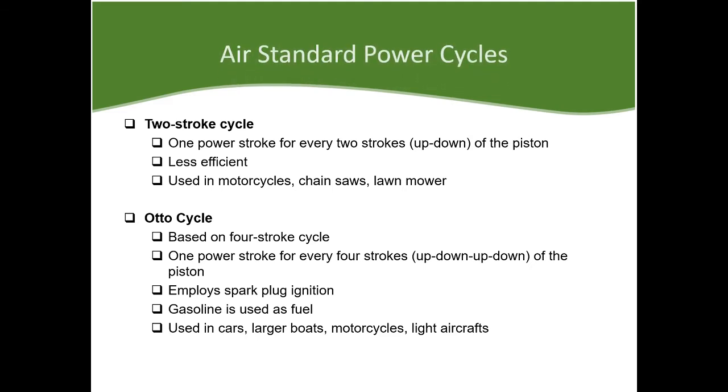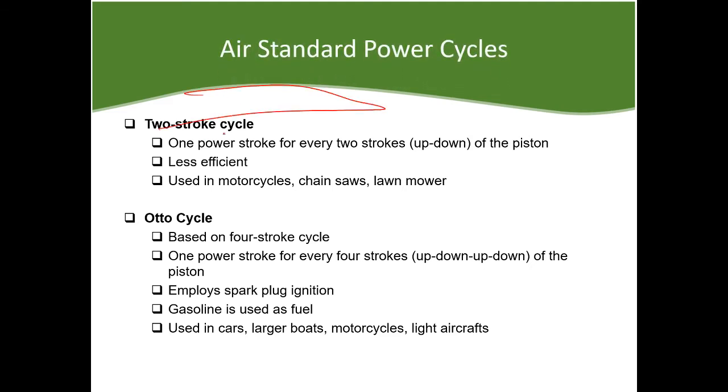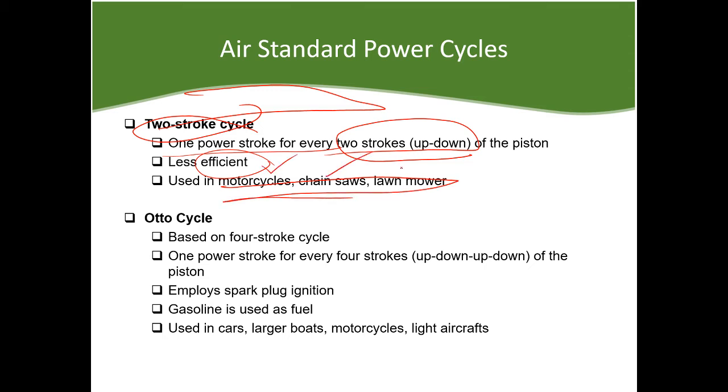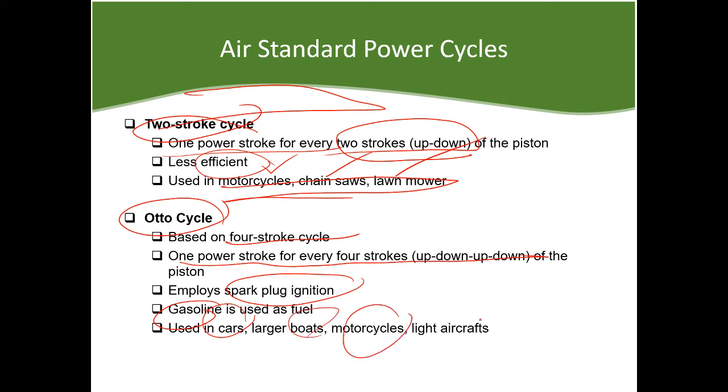So, sa air standard power cycles, we have the two-stroke cycle, one power stroke for every two strokes of the piston. Less efficient, pero ito yung ginagamit sa small na engine like sa motorcycle, chainsaw, lawnmower. We have the Otto Cycle, and this is based on a four-stroke cycle. This is one power stroke for every four strokes. Ito yung ginagamit sa spark plug ignition engines. Ginagamit gasoline as fuel. So, sa cars, sa boats, motorcycles din, yung iba yung pwede pang highway at saka sa light aircraft.